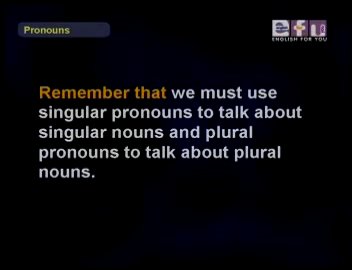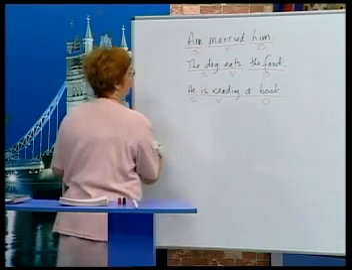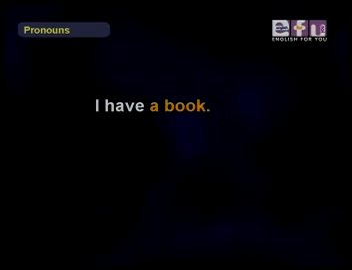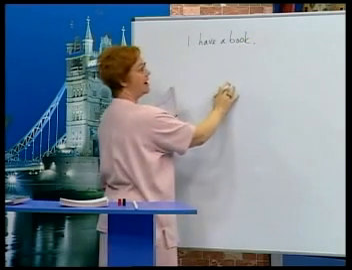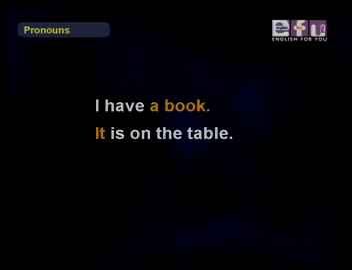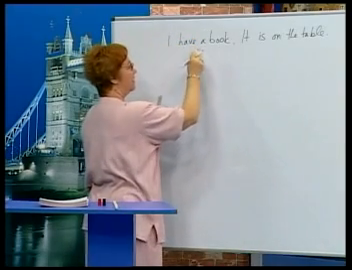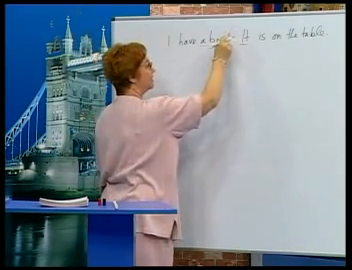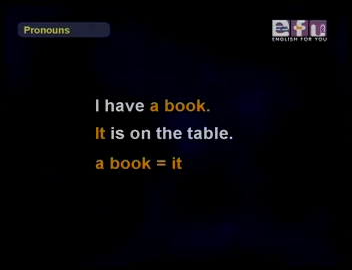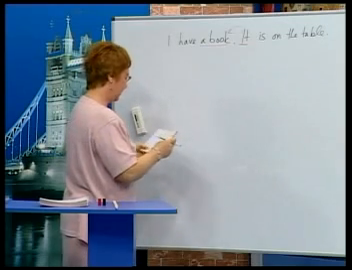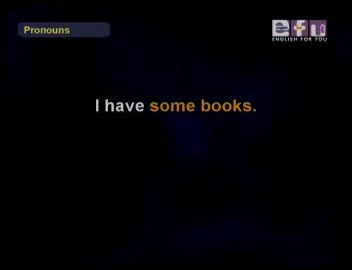Okay? Now, remember that we must use singular pronouns to talk about singular nouns and plural pronouns to talk about plural nouns. Now, let me show you some examples. Okay, I have a book. It is on the table. Singular noun, singular pronoun. Okay, another example. I have some books.